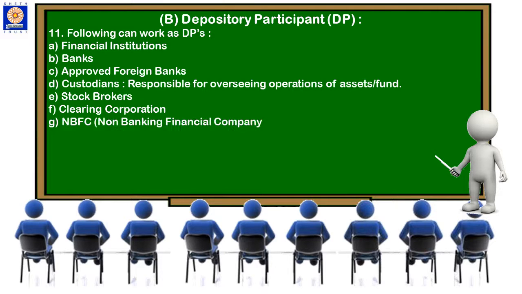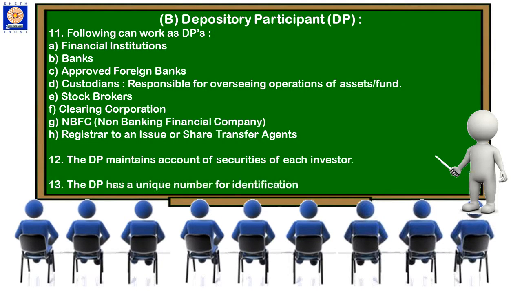Following can work as DPs, that is depository participants. First, financial institutions, banks, approved foreign banks, that is approved by the central government, custodians responsible for overseeing operation of assets and funds, stockbrokers, clearing corporations, non-banking financial institutions, meaning they are financial companies but they are not banks, registrar to an issue or share transfer agents. These are the entities which can work as depository participants.